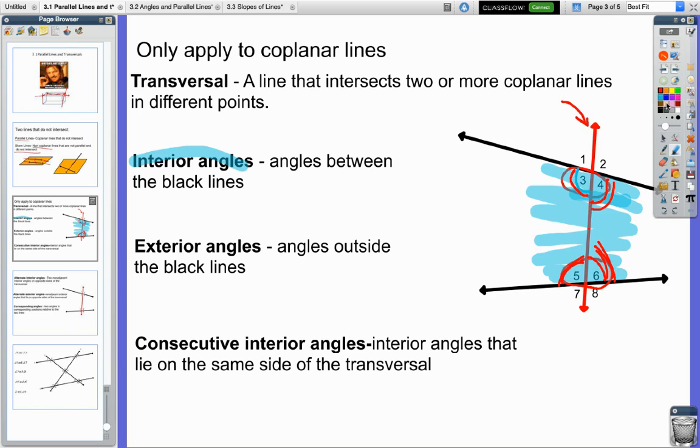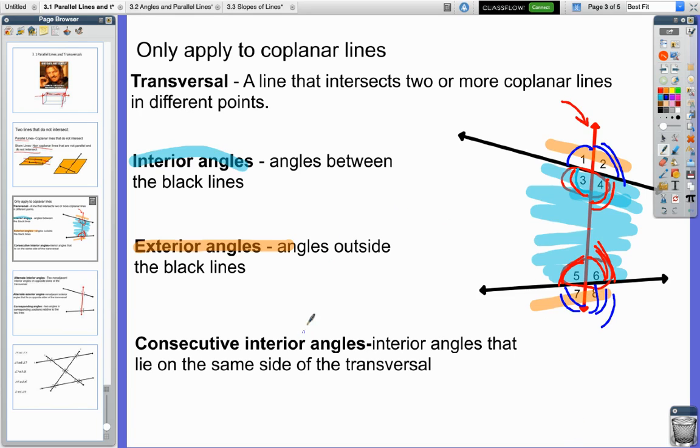Exterior angles are angles that exist on the outside of this right here. So in this case, outside: 1 and 2, 7 and 8. Angles 1, 2, 7, and 8.